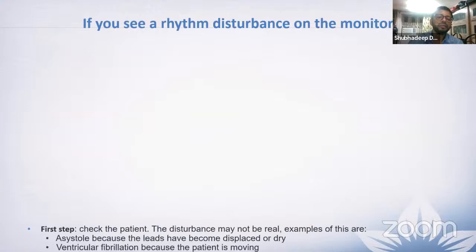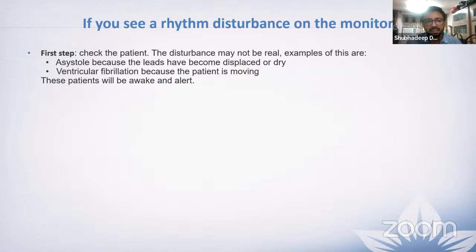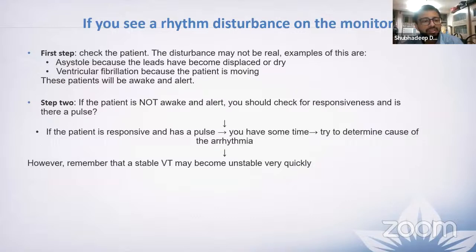So again, I'll just reiterate what I just said. When you see a cardiac rhythm which does not look sinus on your monitor, the first step is to check the patient. This is very important because this may not always be real. Sometimes you might think that the patient has developed asystole, but your leads might have just displaced. You might think that the patient is suffering from ventricular fibrillation, but the patient might actually be moving. These patients, despite having a rhythm which seems like ventricular fibrillation, will be just awake and alert.